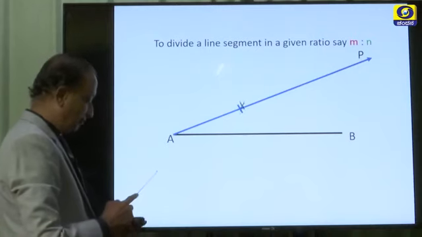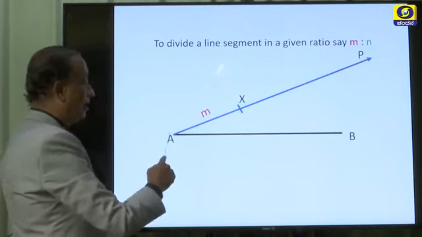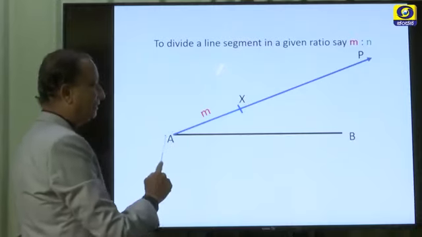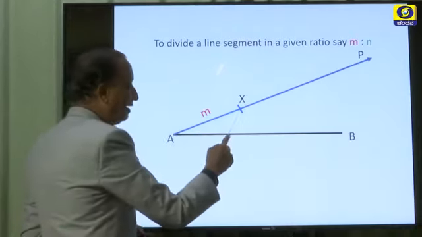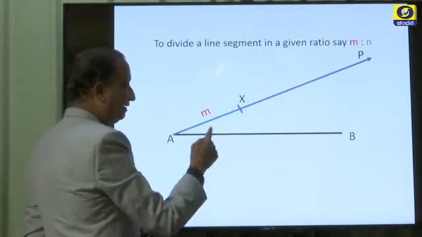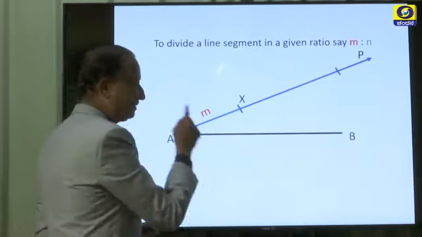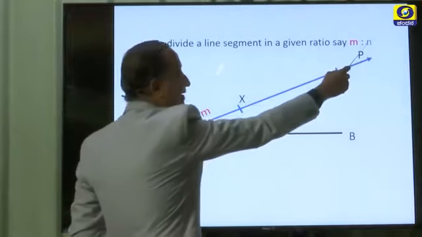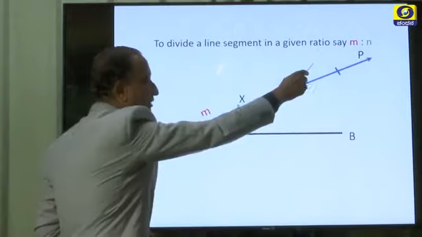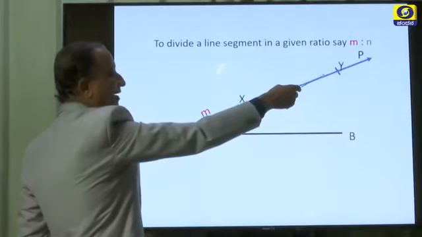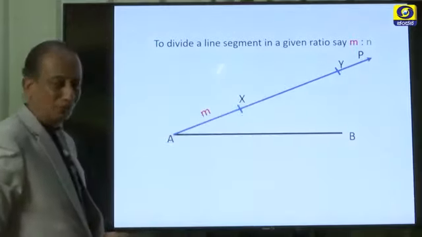Now take compasses. With A as center, with m as the distance, you cut an arc, let this cut the ray at X. Now with X as center, with n as the radius, you cut the same ray once again, and call it Y.